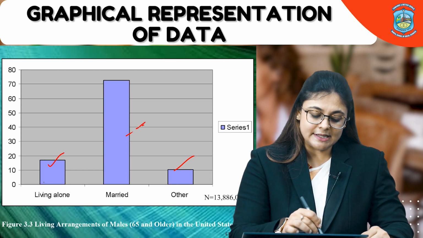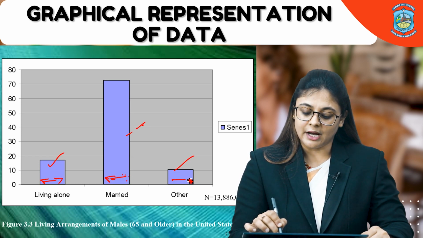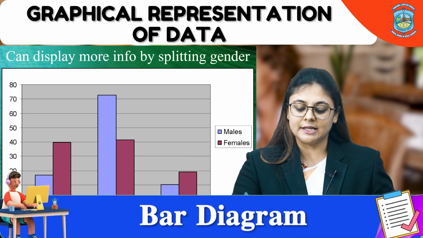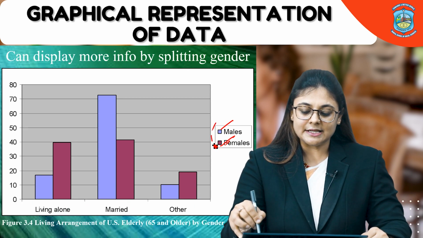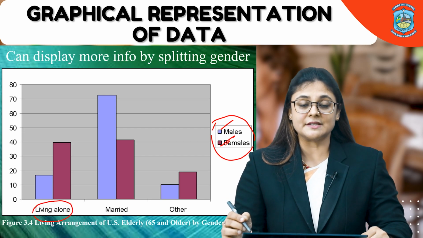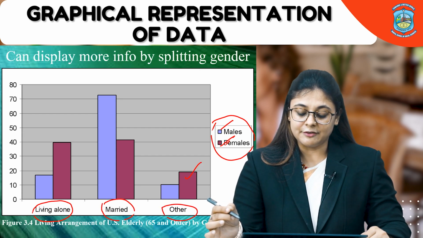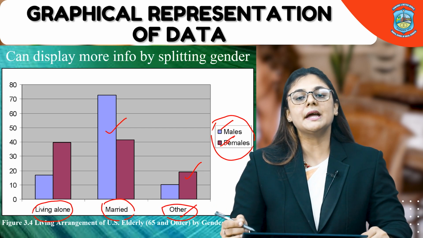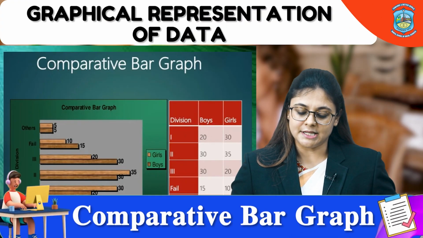So therefore, you can see these are all rectangles of equal width with the help of which we are representing the data. This is a comparative bar diagram wherein we have also taken the males and the females as another category. So therefore, we are clubbing these categories to display here along with their status of living arrangement, whether they are living alone, whether they are married, and others. So this represents the females in this particular living arrangement, and this represents the males which are living in that particular living arrangement. This is an example of a comparative bar graph.